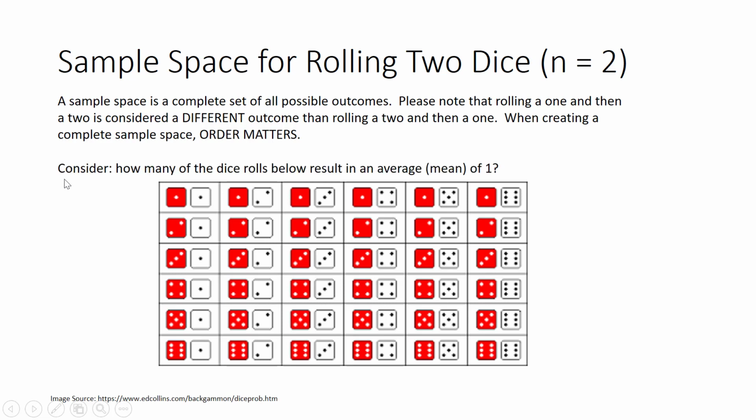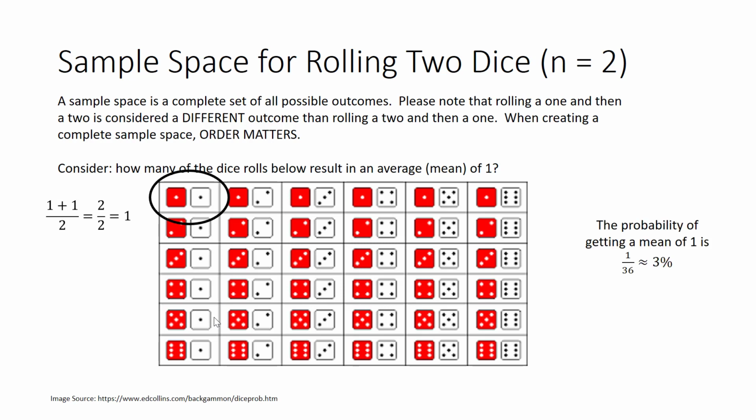So let's try to figure out the probability of getting an average of 1. What that would mean is that I get a 1 and then a 1. So 1 plus 1 is 2. Right? Remember, to find the average of a set of numbers, you add them all up and divide by the number of data points you have, in this case just 2. 2 over 2 is 1. So as you can see here, there is only one way that I can obtain an average of 1, giving me a probability, theoretically, of 1 over 36, or about 3%.